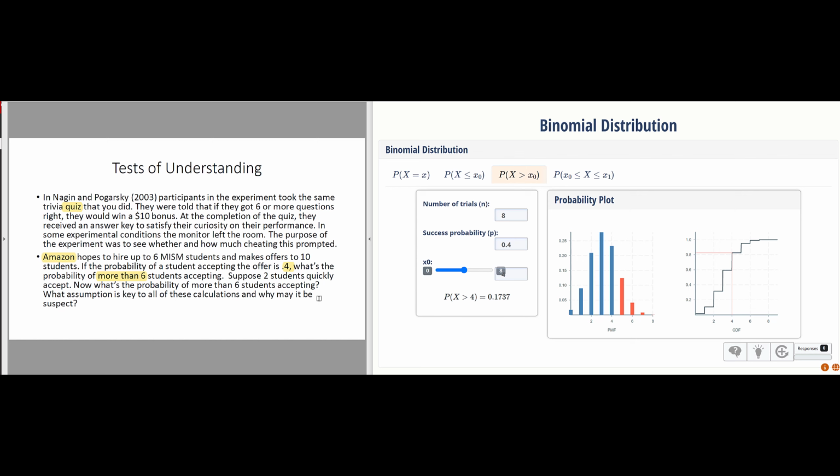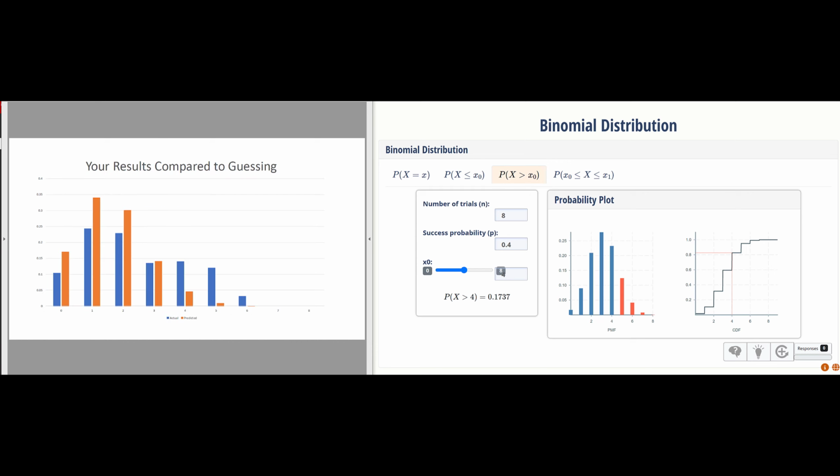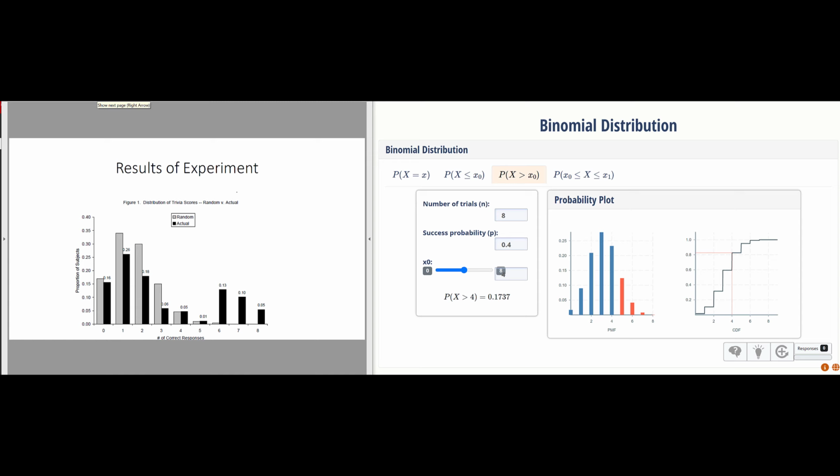Alrighty, so that is the binomial distribution, and we took a look at using the binomial distribution tool within ISLE to compute probabilities. There's a couple more pages pertaining to the quiz experiment that we're going to skip over. All right.